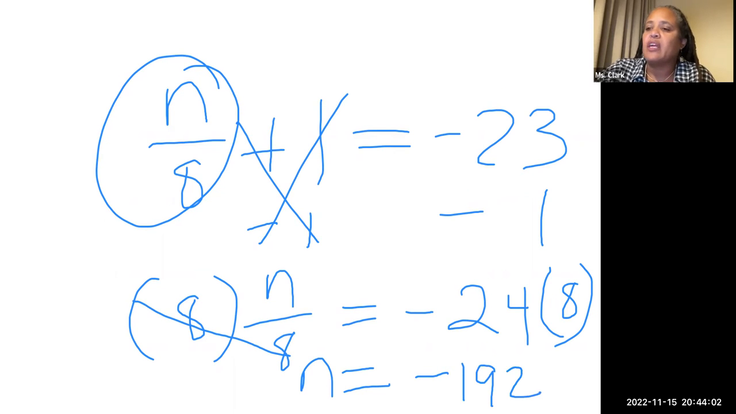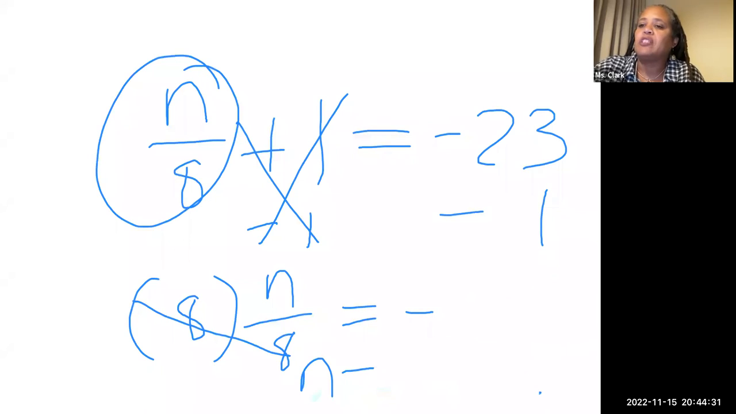If I took this 192 and put it back up in my calculator, negative 192, divide by 8 plus 1, I would get negative 23. So I know my answer is correct. I'm going to do one more. And by now, you should have figured this out. And if not, rewatch the video. Watch my video. Watch the other video that the guy did. And you should be able to figure this out.